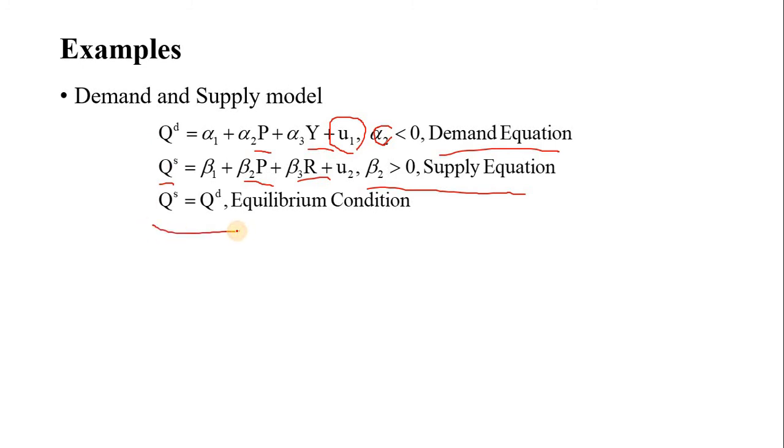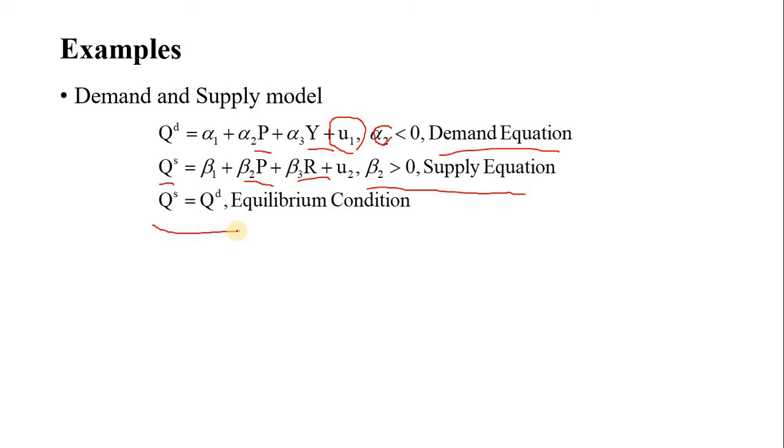QS is equal to QD, where the price is determined. Okay, so in all equations the price is the factor, and what is the price? The price is determined at the point where quantity demanded is equal to quantity supplied. Okay, so in this model, how many equations are we having?